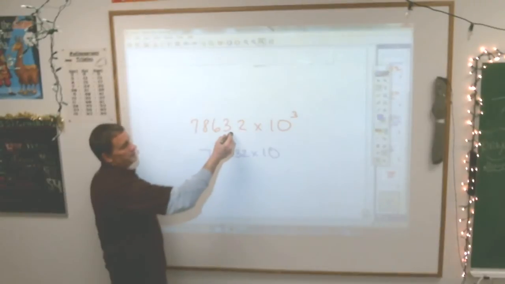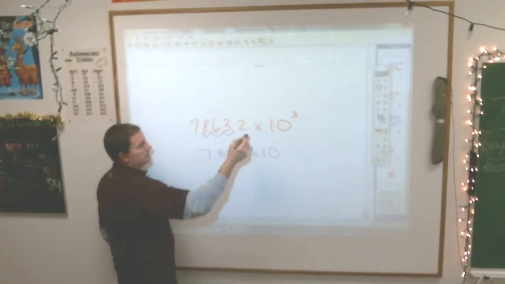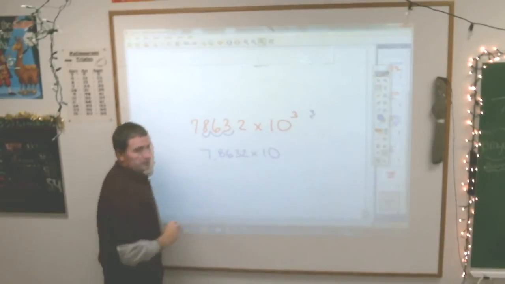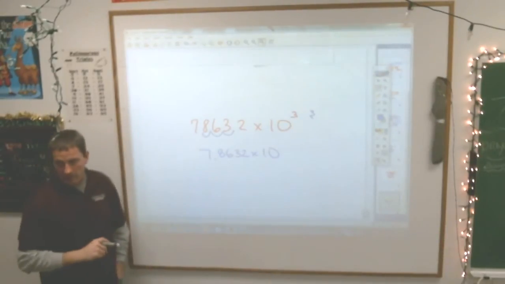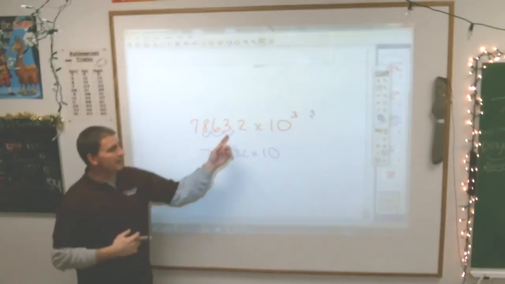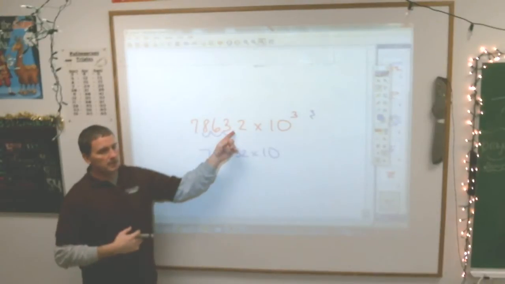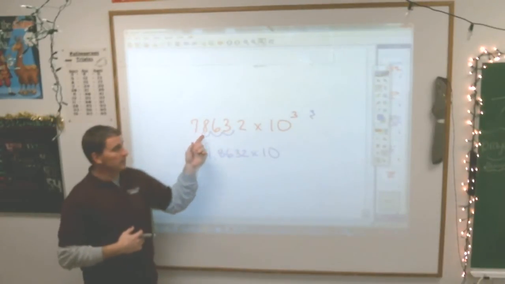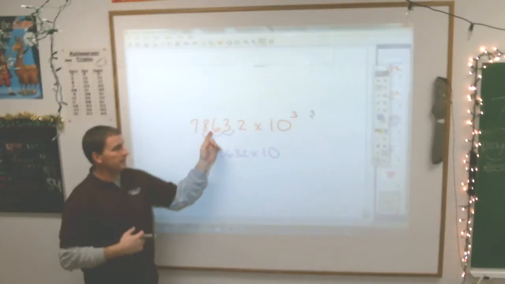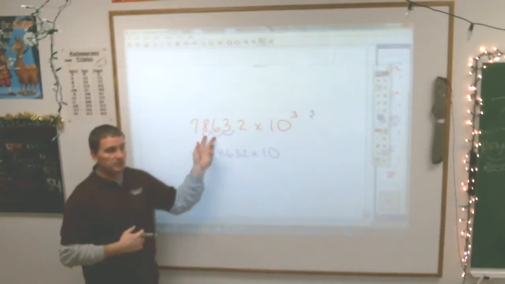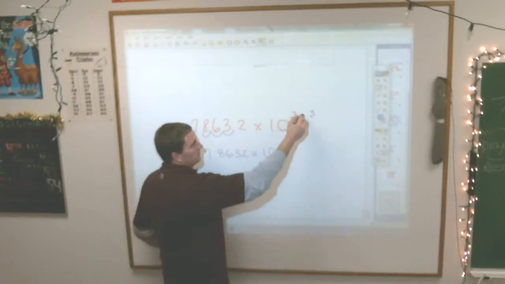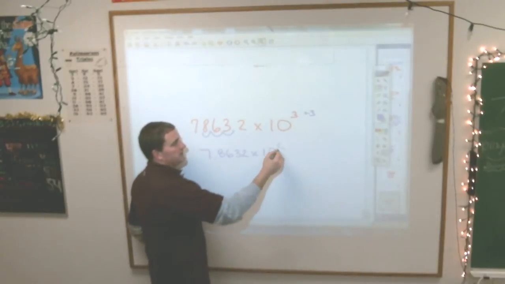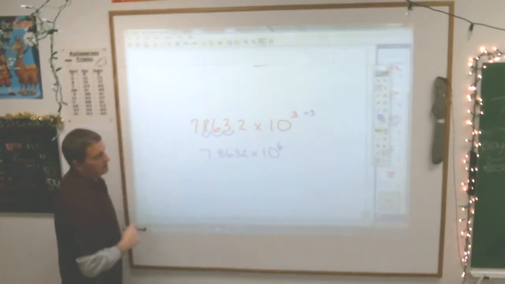Well, here's a question. How many places did you have to move the decimal? I think 1, 2, 3. So you're going to do something with 3 to that. You're either going to add 3 or subtract 3 to that. Okay? I made this 3 smaller. It went from this number, 7,000, down to 7, so it went 3 smaller. So I do the opposite over here and add 3 to that. So this is 10 to the 6th power.